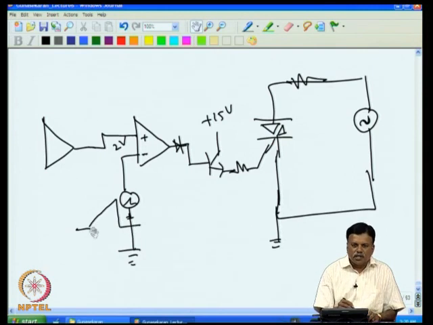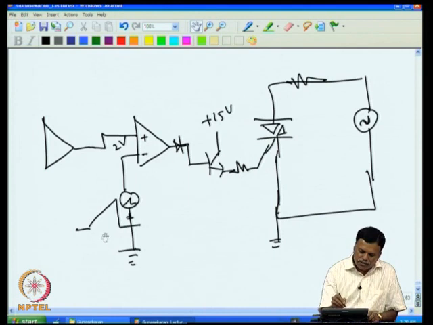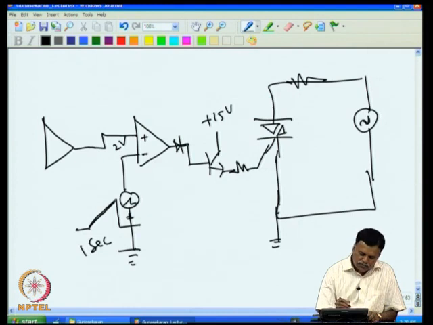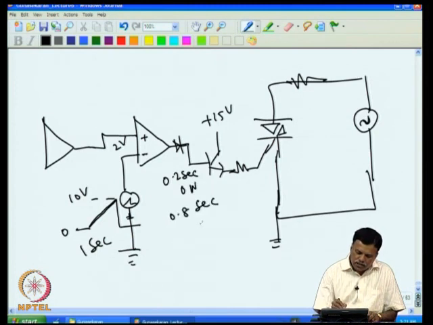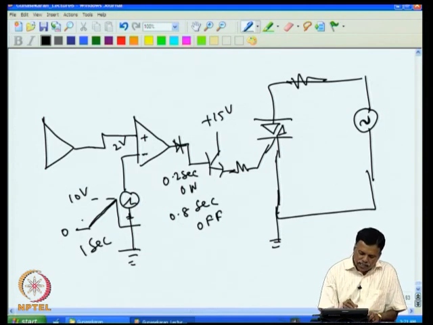Here the sawtooth wave is a very slow wave. For example, it can be one cycle once in 0.1 second or once in 0.2 second, or once in 1 second. Say it takes 1 second to go from 0 to 10 volt. That means if the error voltage is 2 volt, then it will be on for 0.2 second and 0.8 second it will be off, because here is the 2 volt.